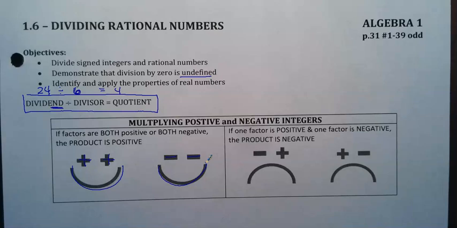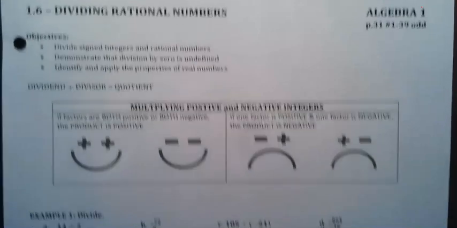The other one is if one factor is positive and one factor is negative, the product is negative. So this applies also to a dividend and a divisor. If we have a negative number divided by a positive number, our answer is going to be negative. It's a sad little negative. If we have a positive 24 divided by a negative 6, our answer is going to be a negative 4. So if they have different signs, then we're going to have a negative answer. Hopefully that little shortcut continues to help you.